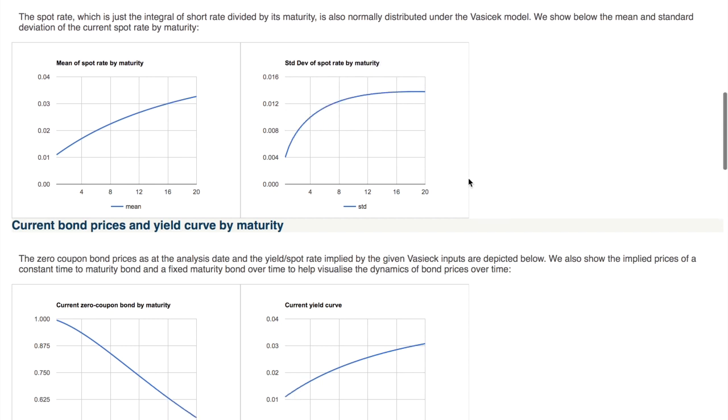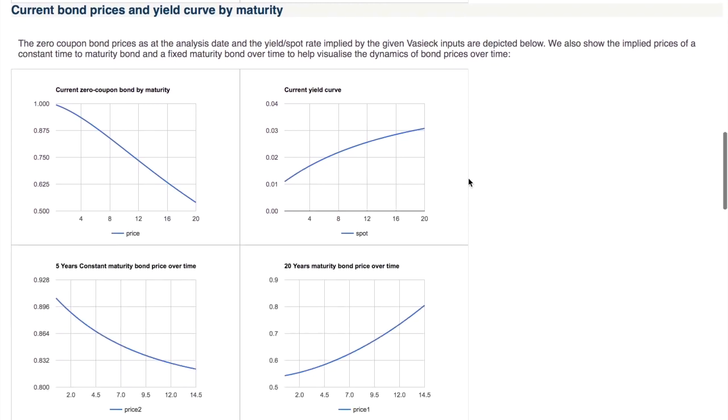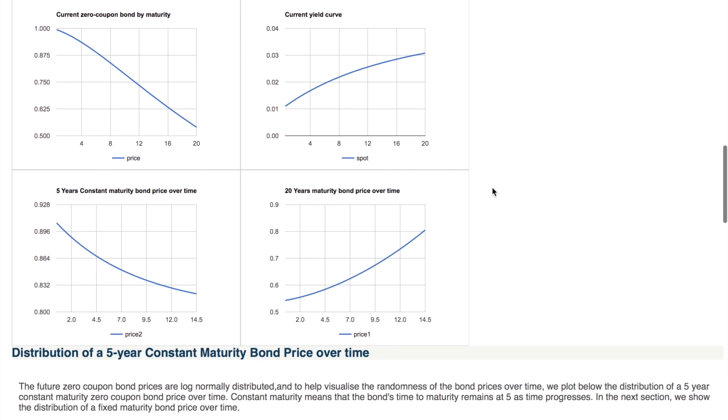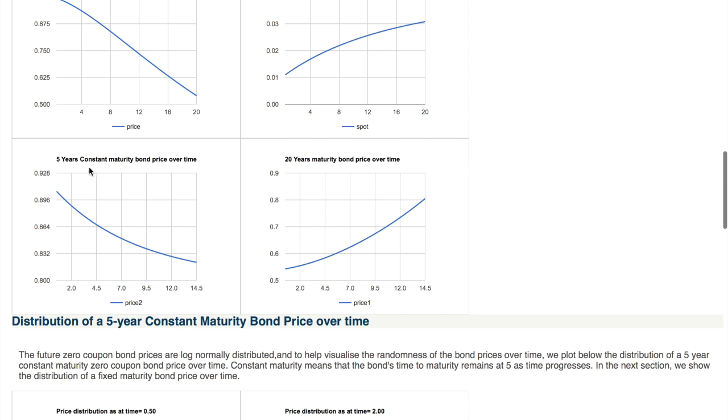The next section shows the current prices of the zero-coupon bonds. Although the short rate is stochastic, one can use the expectation to compute the present value of a zero-coupon bond, the price of which can then be easily transformed into a yield curve. We also give the prices of a 5-year constant maturity and a fixed maturity 20-year bond.